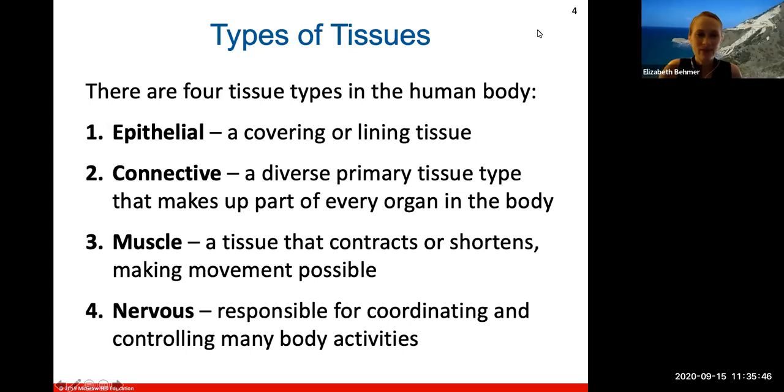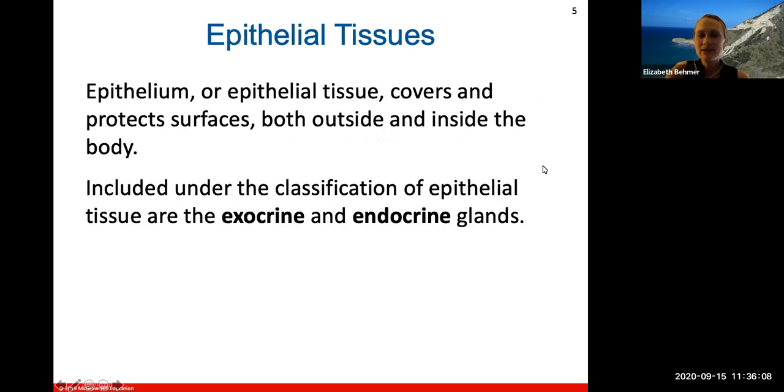So these are the 4 types of tissues: epithelial, connective, muscle, and nervous. Epithelial tissues are the covering or lining tissues. Connective tissues are the most diverse. That includes your blood, your cartilage, your bone. Muscle tissue will contract or shorten, and then your nervous tissue. And again, I hope this is a review. Epithelial tissue will be the tissue that covers surfaces, protecting both outside and inside of the body. We also include glands in epithelial tissue, so your exocrine and endocrine glands.